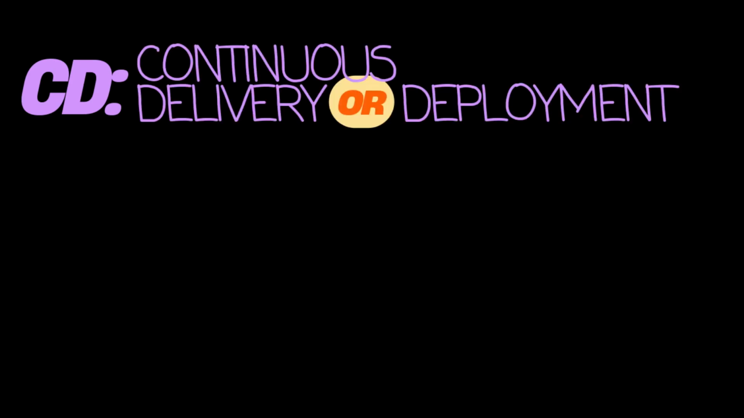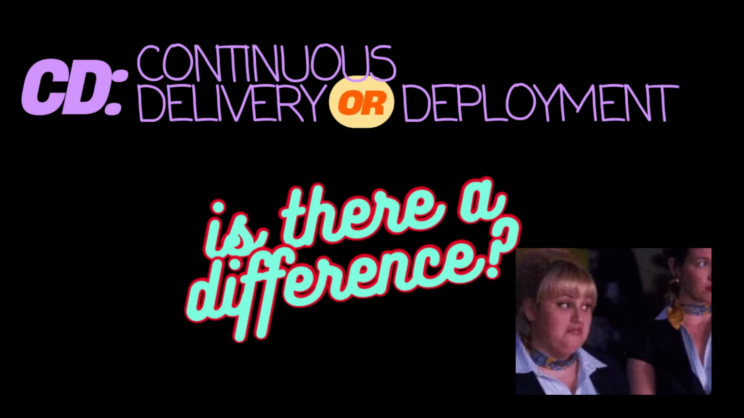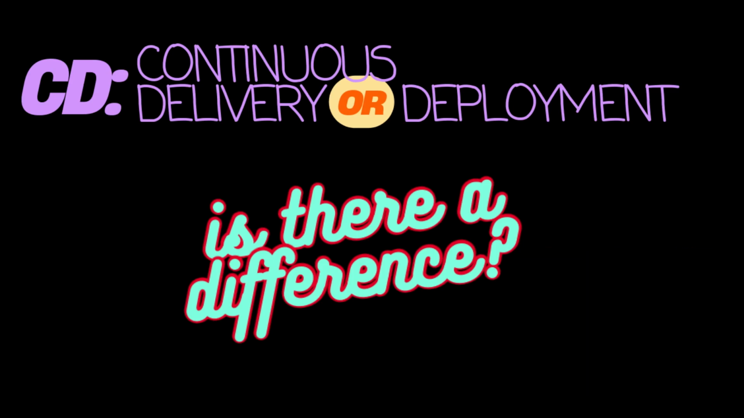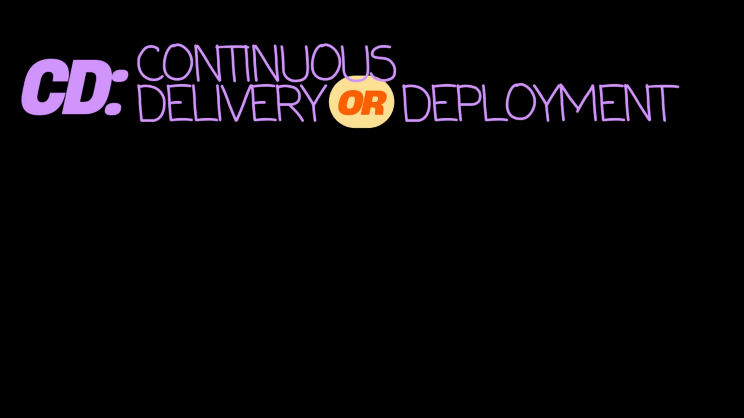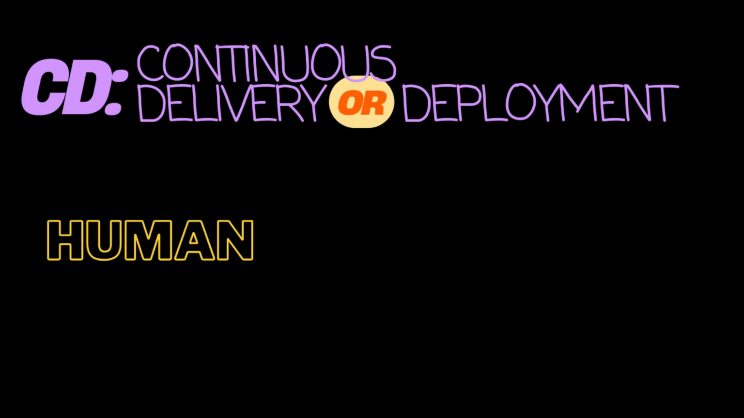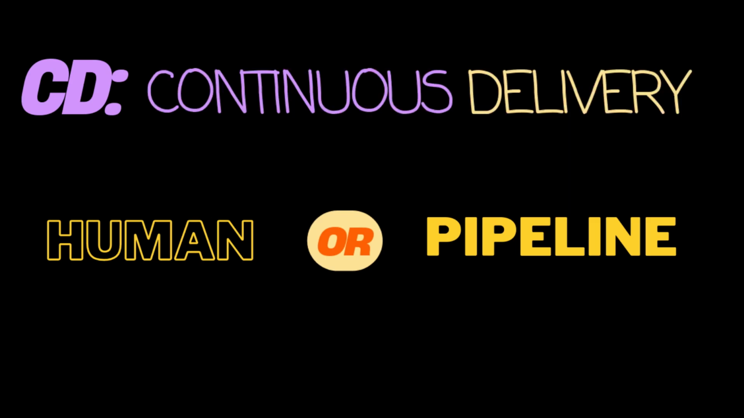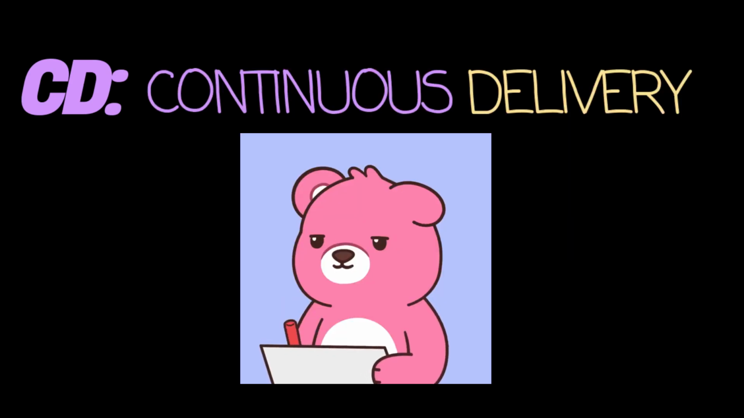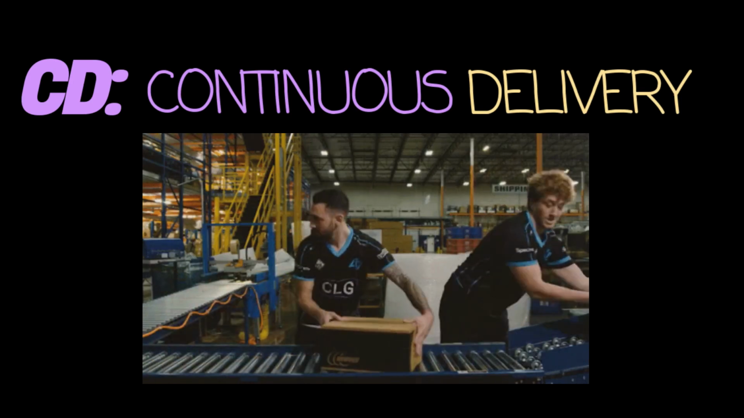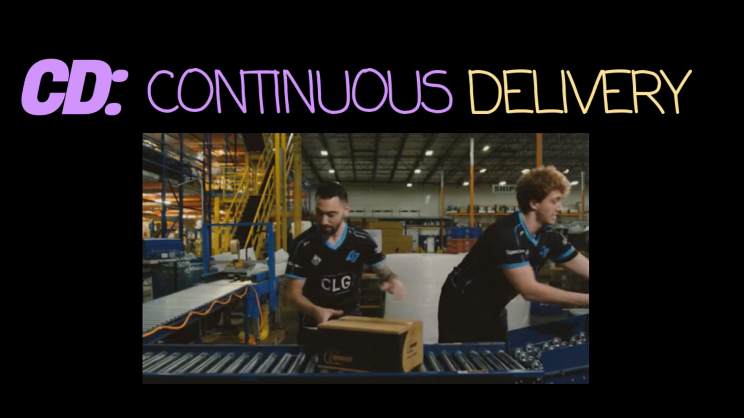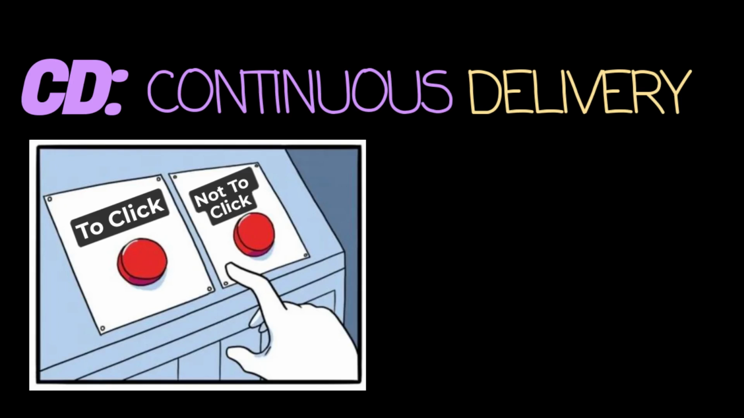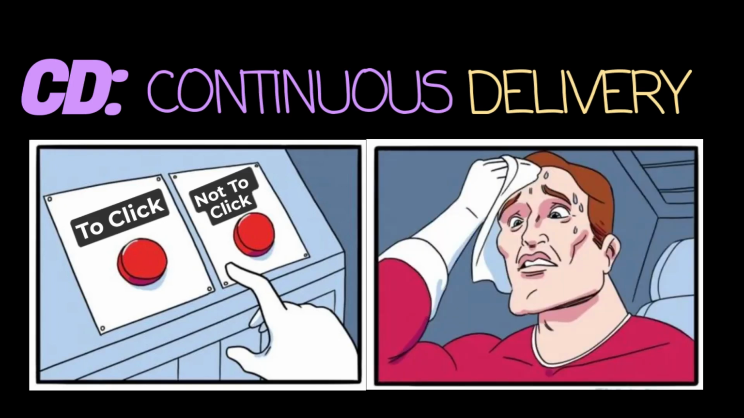Now CD stands for Continuous Delivery and/or Continuous Deployment. You'll hear both, and they're related. But the difference really comes down to one thing: who makes the final call before code reaches your users? A human or the pipeline itself? Continuous delivery means once the code passes all checks, it's automatically prepared and deployed to a staging environment, ready for production. The only thing left is a human approving that final push.